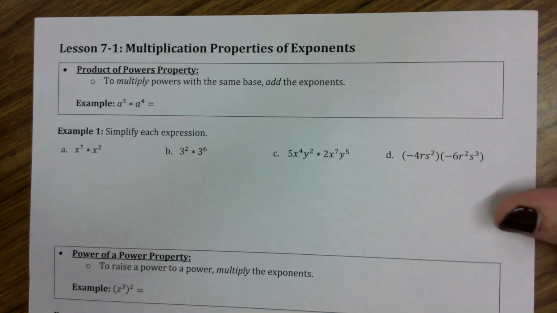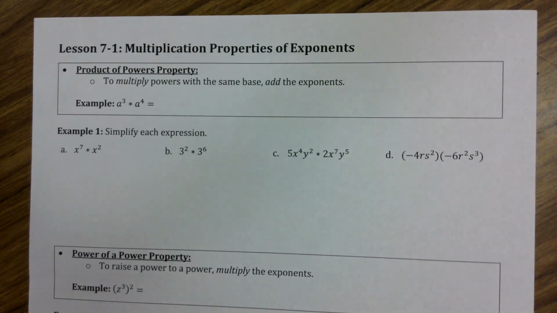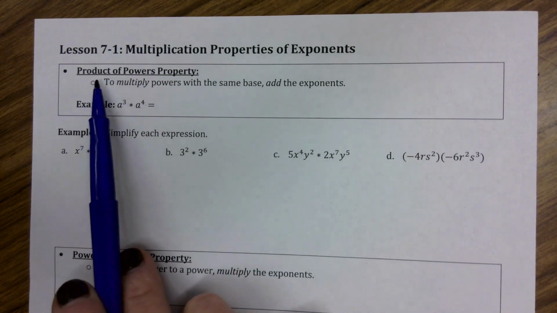Chapter 7, Section 1 of the 4 sections we're doing for Chapter 7. It all involves exponents. When you raise to a power, today we're just going to deal with the multiplication properties of exponents, and we're going to start with the product of powers. Well, product means to multiply.